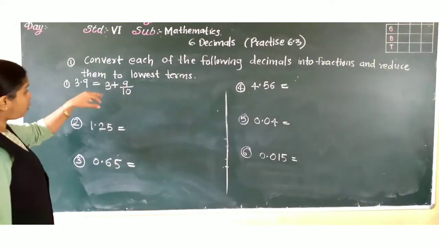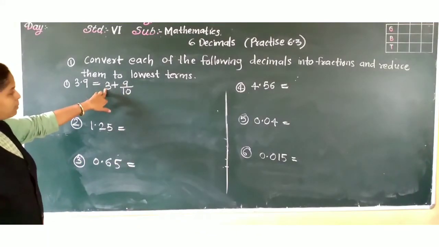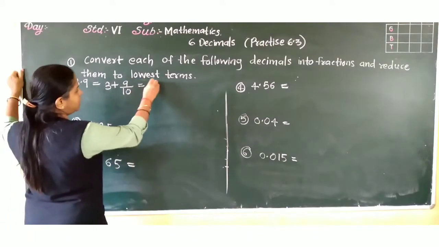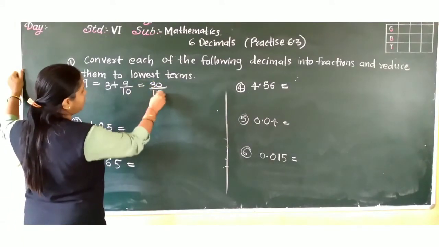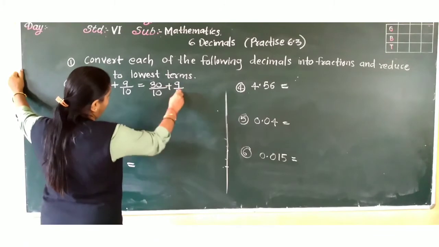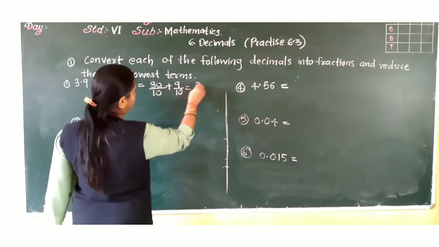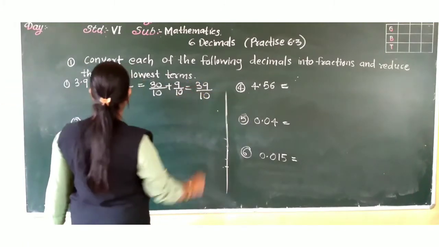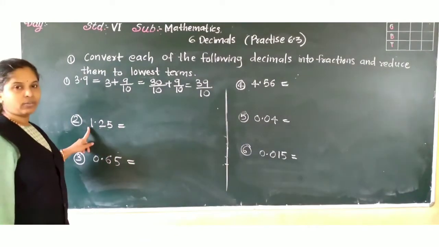Correct? Now make the denominator the same. So multiply it by 10. That is here 10, which is 30 upon 10. 39 upon 10.